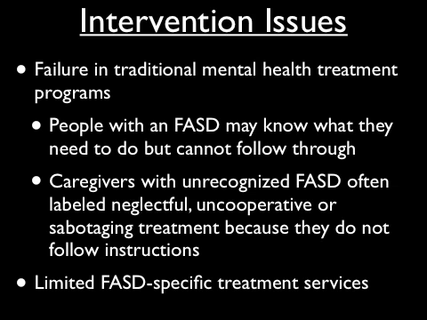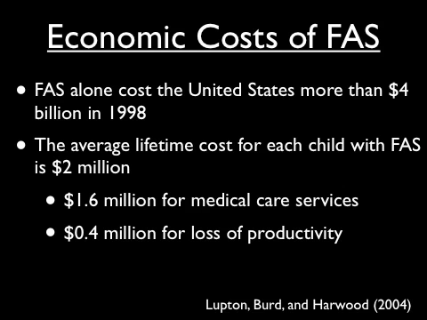Okay, let's talk about cost. This is the big issue. FAS alone costs us $4 billion. That was in 1998 per year. And an average lifetime cost for each child is $2 million. Now, some of the issues are that there are differences in cost between medical services and loss of productivity. Medical treatment, residential care for those age 21 and older, all residential care just for mental retardation, special schools, loss of productivity, all of those things are figured into this.